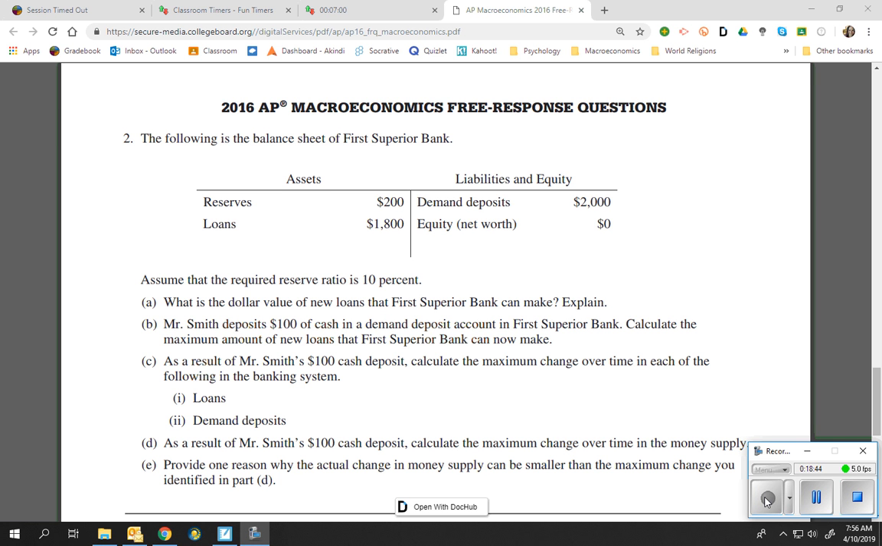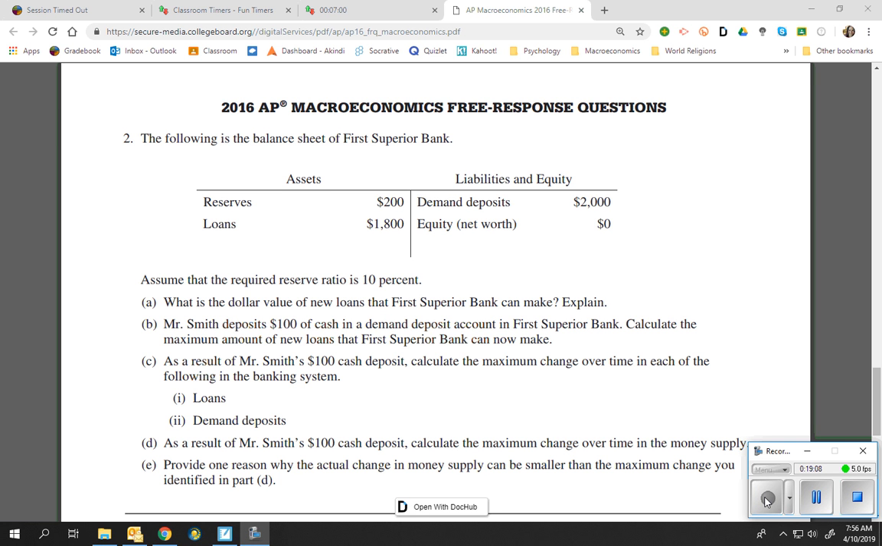The following is a bank balance sheet from First Superior Bank. Assume that the required reserve ratio is 10%. A: What is the dollar value of new loans that First Superior Bank can now make, and explain? B: Mr. Smith deposits $100 in cash in a demand deposit account in First Superior Bank. Calculate the maximum amount of new loans that First Superior Bank can now make.